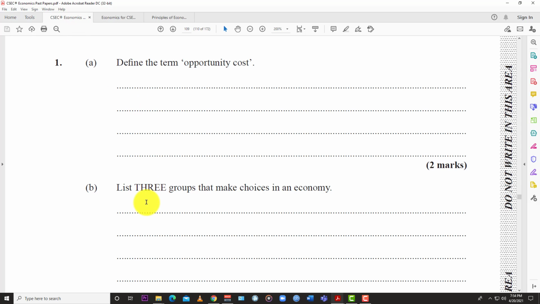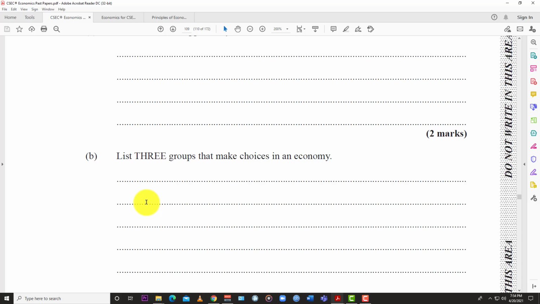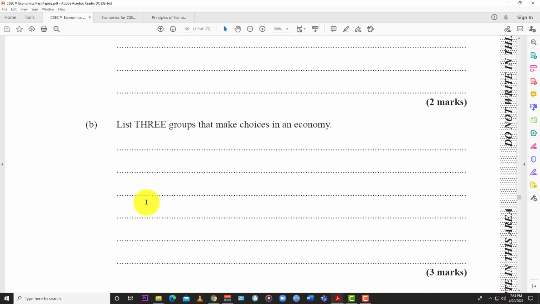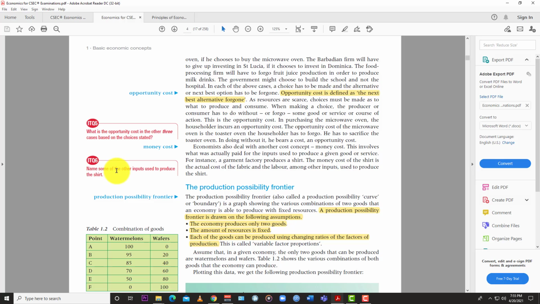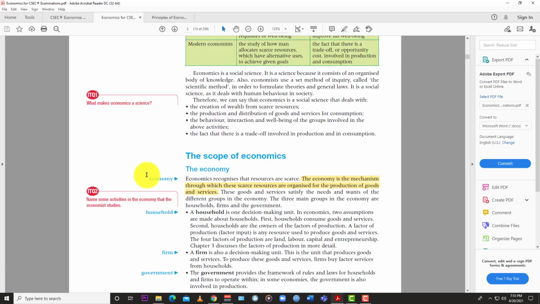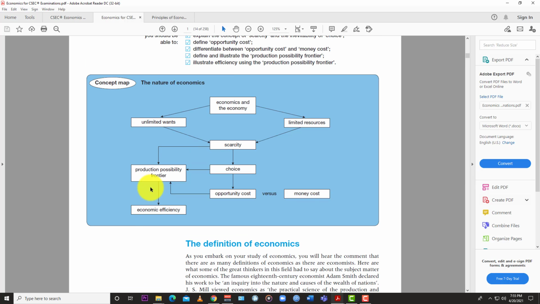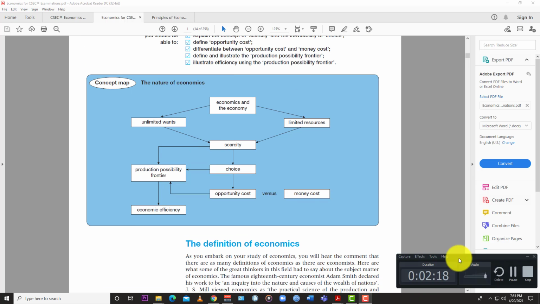Then we have: list 3 groups that make choices in the economy. This one is very easy again. This would be, of course, the household, the firm, and the government. Those are the 3 players in the economy.